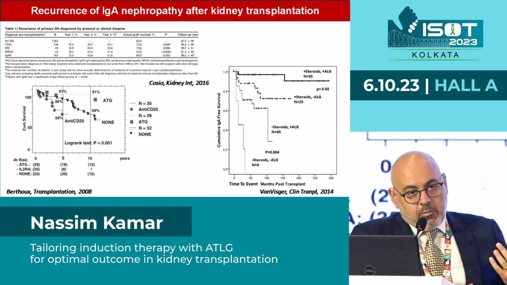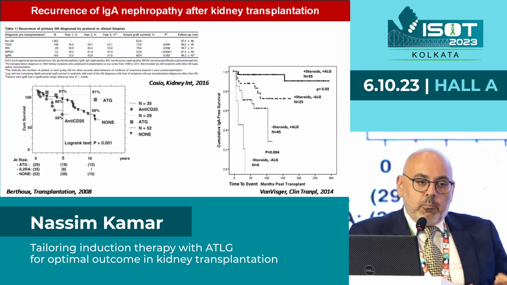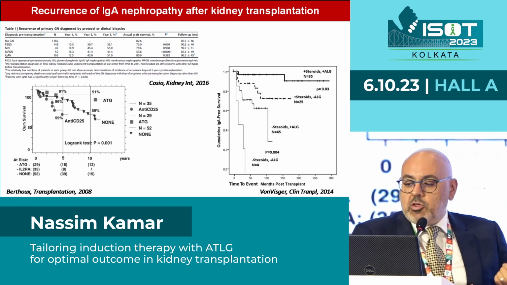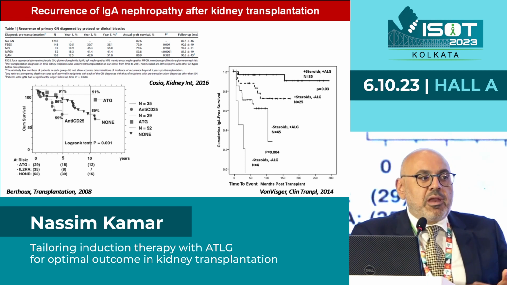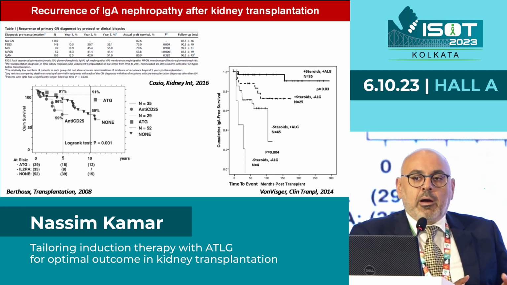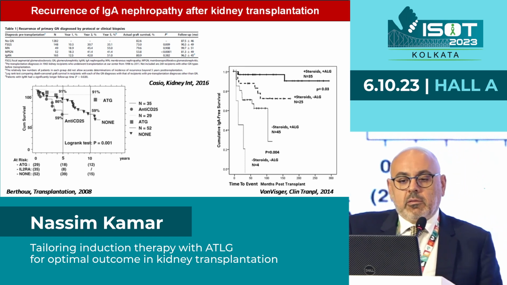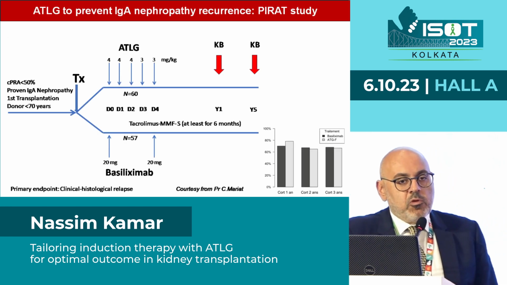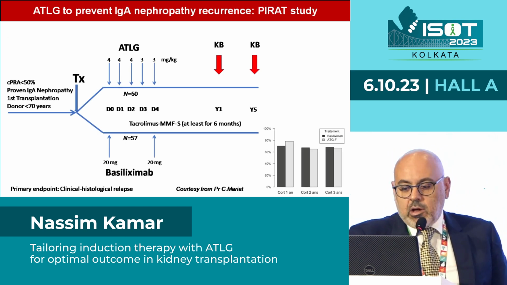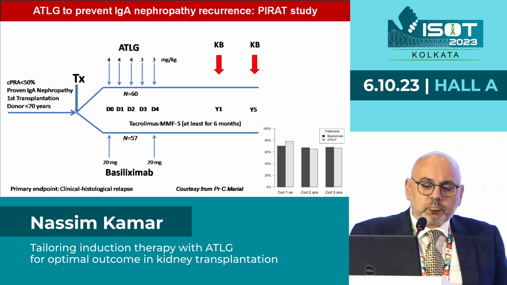And if we add polyclonal antibodies and steroids, the risk is better than in patients without steroids. In other words, these retrospective studies are in line with using ATLG or ATG at least in patients transplanted for IgA nephropathy. This is why we conducted a prospective study in France. The data are not published yet. Professor Maya from Saint-Etienne sent me his slides.